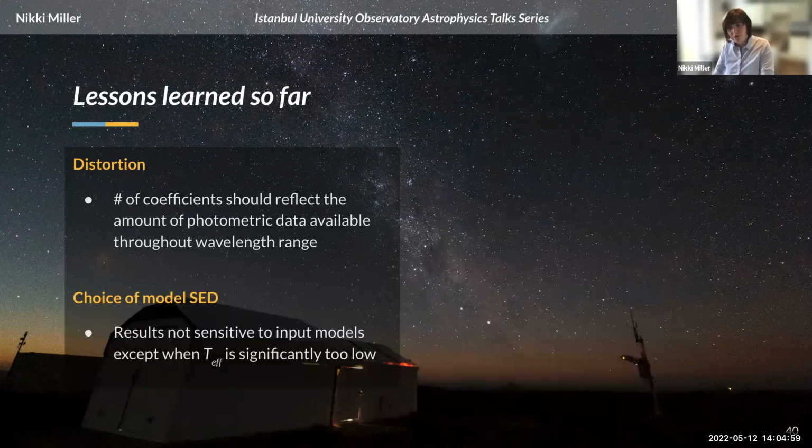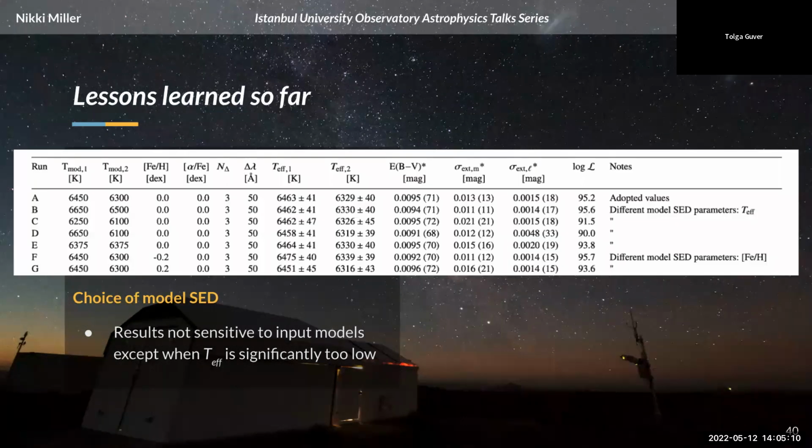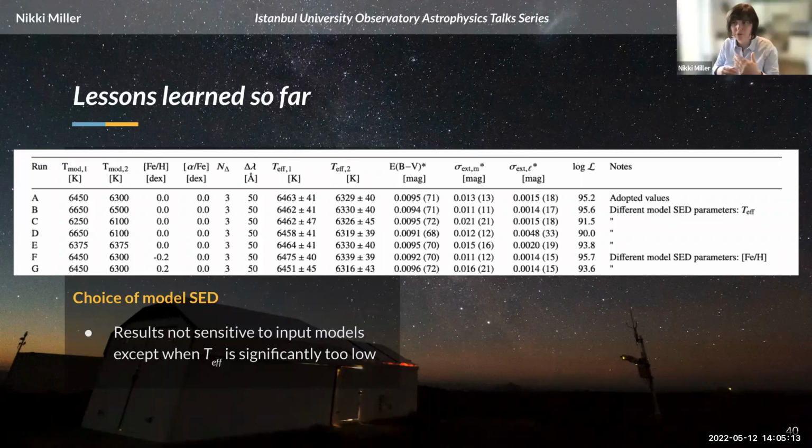In terms of the choice of the model SED, we were concerned about the model dependence that we would be introducing. So we decided to vary the input models just to test: if we give it the wrong answer, can it still find its way back to the right answer? And we found yes, it can. So if we vary the input temperatures here on the left, also if we change the metallicity, we still land upon the same or very similar temperatures as the result. So that's very reassuring.